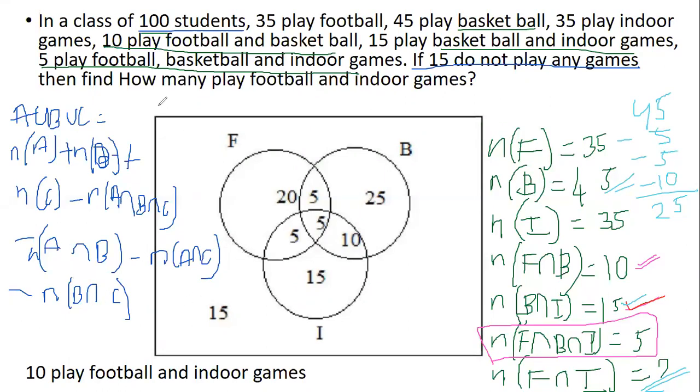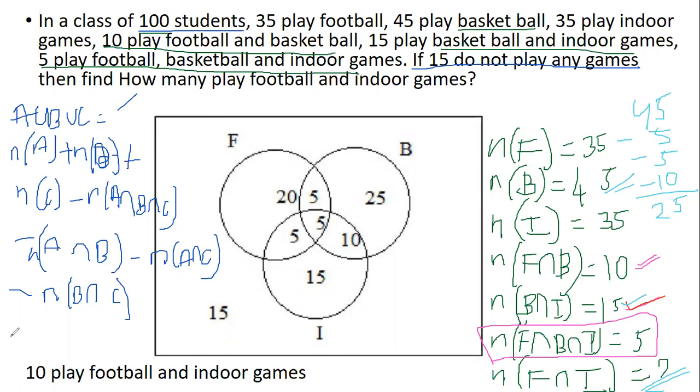Now, if you see, out of 100 being the universal set, I told you 15 will not get into any of the games. So remaining we have 85. Now this 85 we can consider as A union B union C. Now let us put all the numbers here.